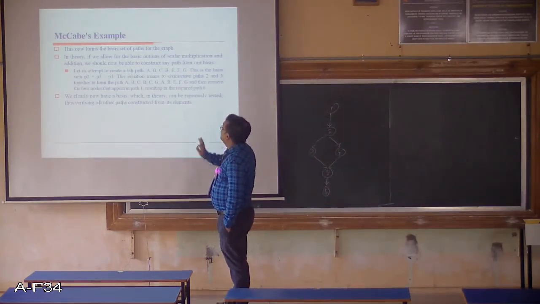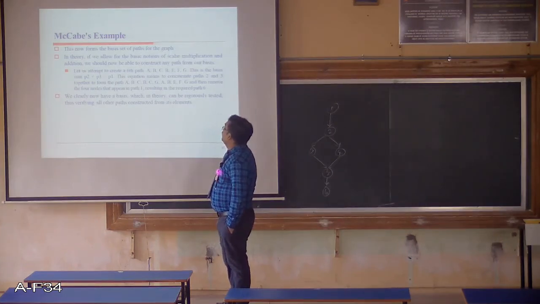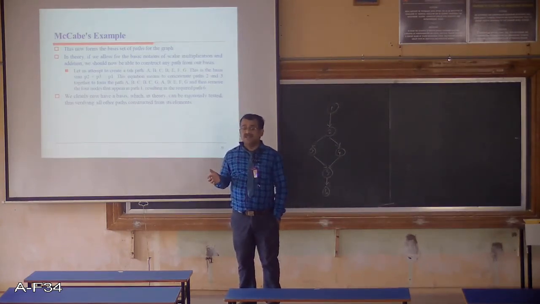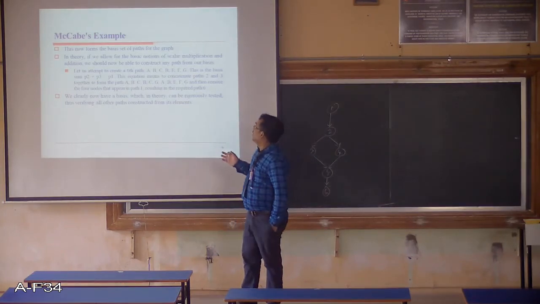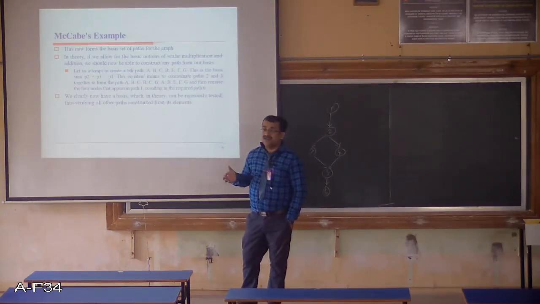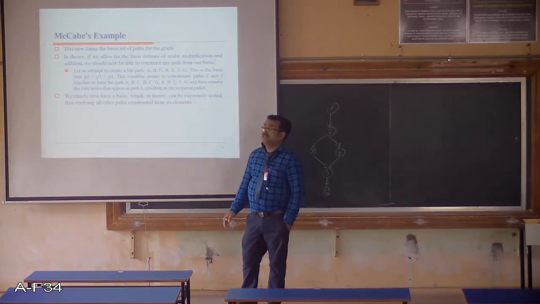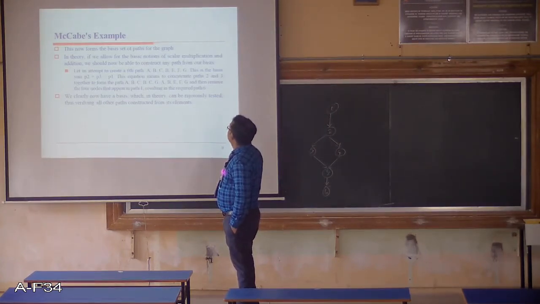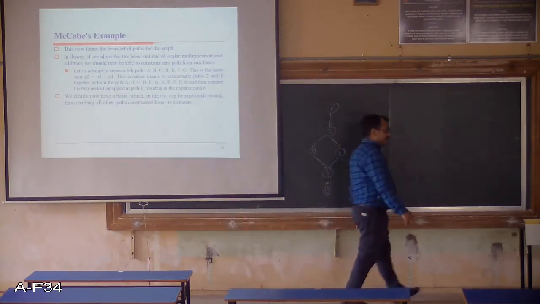So this now forms the basis set of paths for the graph, right? In theory, if we allow for the basic notion of scalar multiplication and addition, we should now be able to construct any path from our basis. So since we have the basis paths available with us, in theory we can use scalar multiplication and addition to generate any other path which can be derived from the basis paths. Okay, so let us attempt to create a sixth path. What is that sixth path? A, B, C, B, F, Z. Let us look at that particular graph.